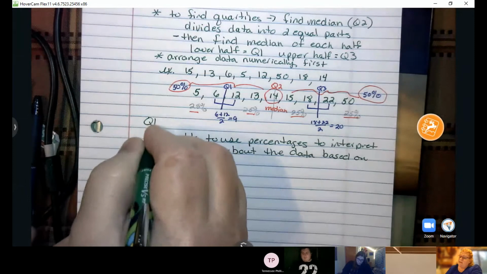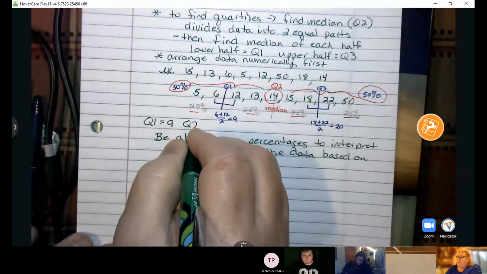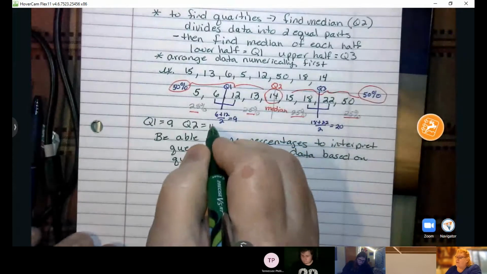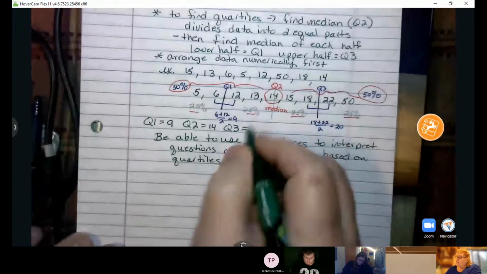So quartile 1 had the value of 9. Quartile 2, which was also the median, had the value of 14. And quartile 3 had the value of 20.